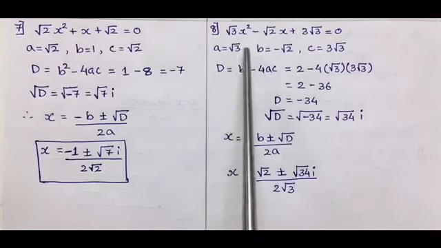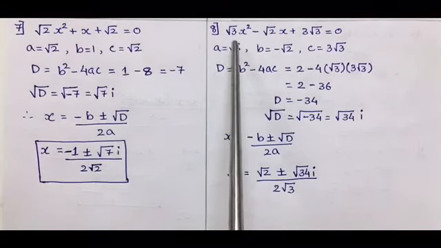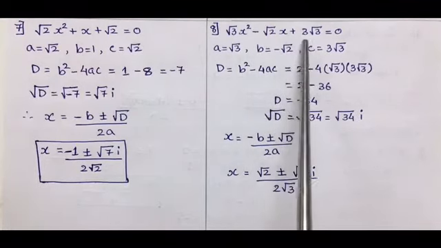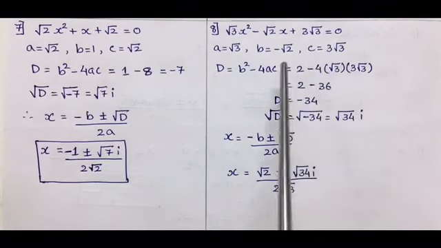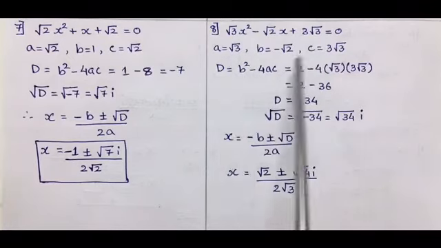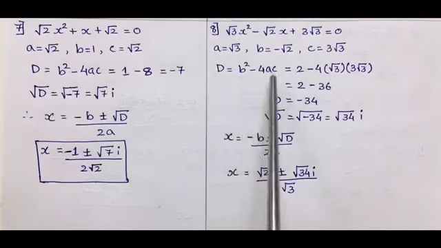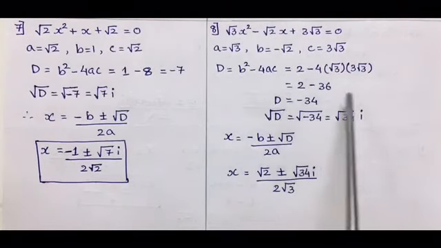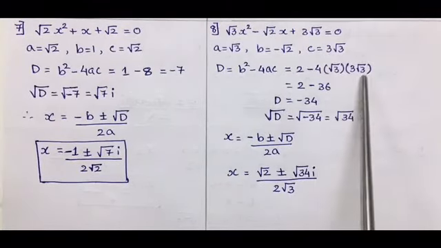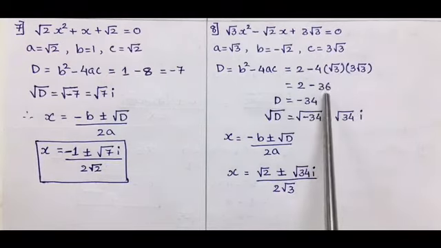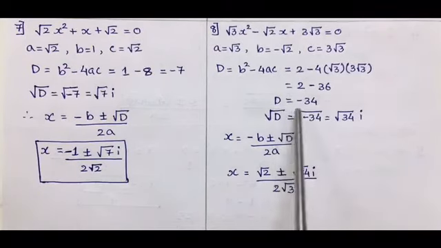Now 8th one, the equation is root 3x square minus root 2x plus 3 root 3 equal to 0. Collecting the values of a, b, c from the equation and putting it in the formula of d, b square minus 4ac, calculating it. Root 3 into root 3 will make it 3. 3 into 3 is 9. 9 into 4 is 36. So 2 minus 36, we got the value of d as minus 34.